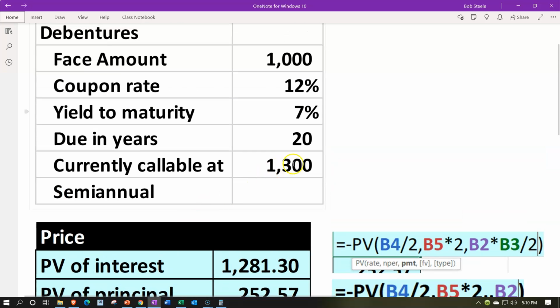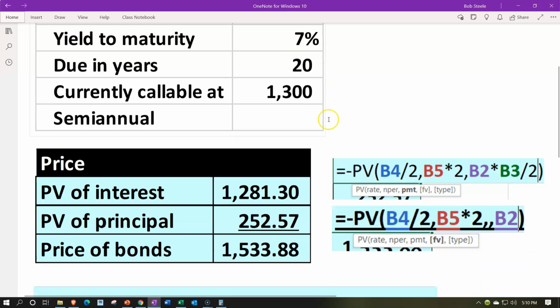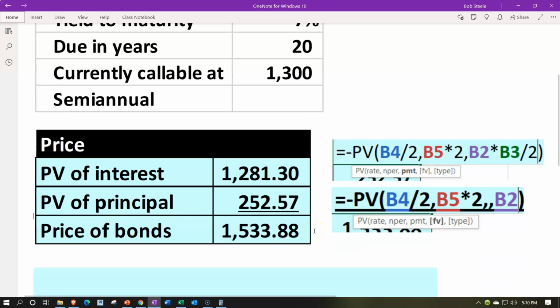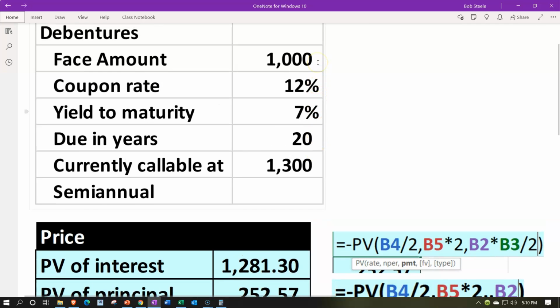1,533.88. Note, of course, that the yield here being less than the coupon rate on the bond results in a premium, the bond price being higher, in other words, than the face amount of the bond.